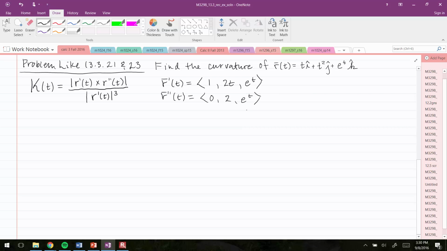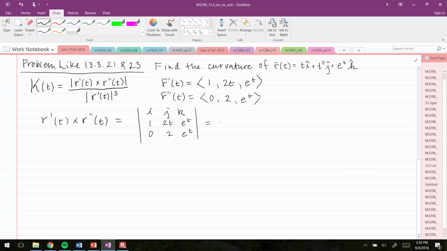So the next thing here, we need to find the cross product. So I'm going to do that as side work as well. And then we'll find the magnitude of that. So I have my i, j, k, and then I have 1, 2t, e to the t, and 0, 2, e to the t. Find the determinant of that.